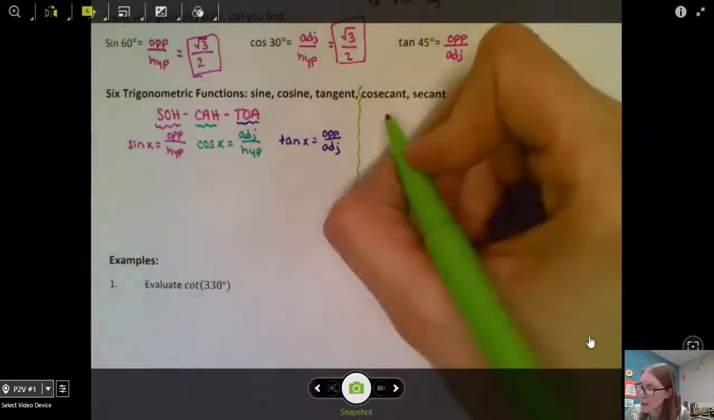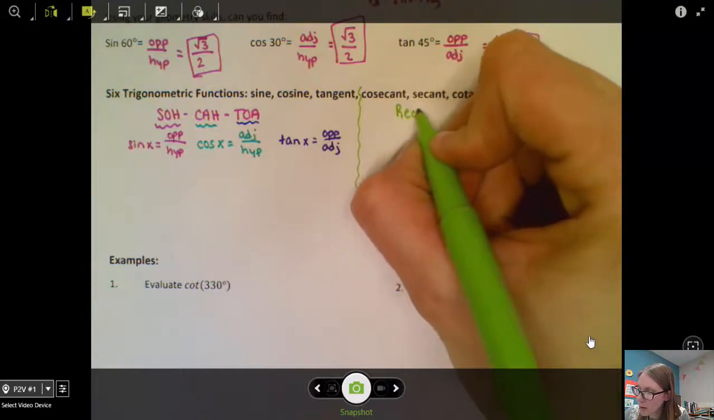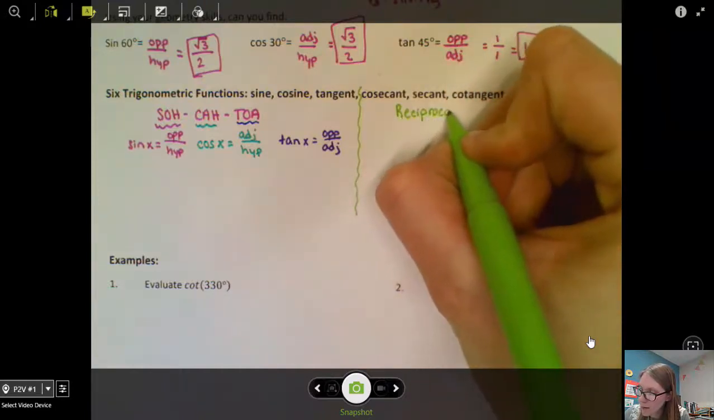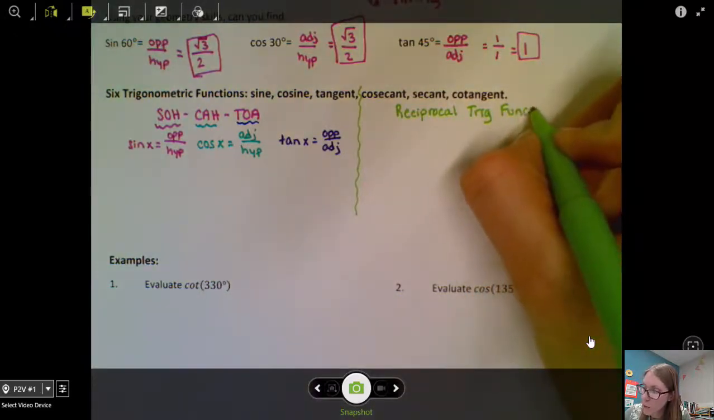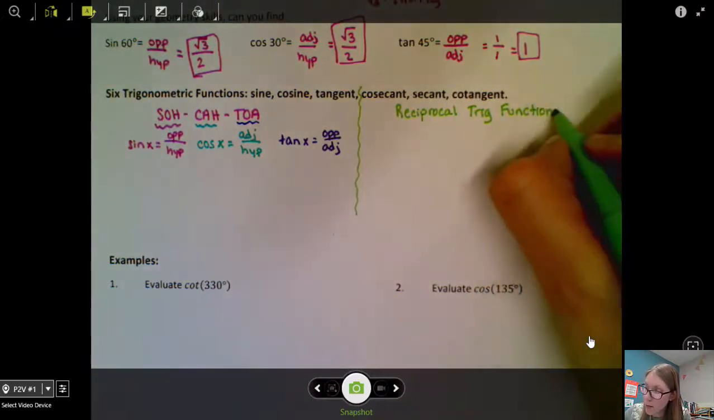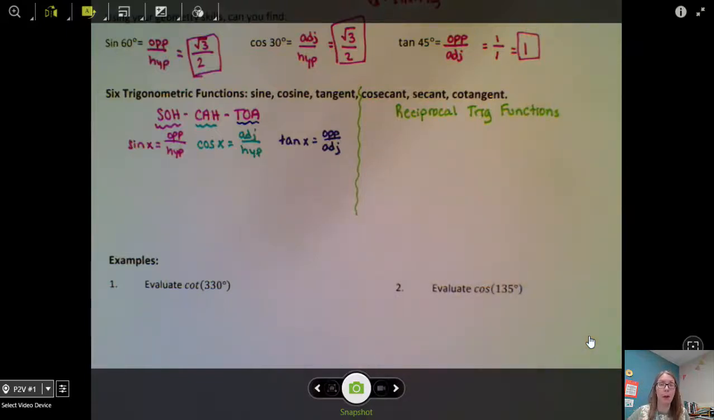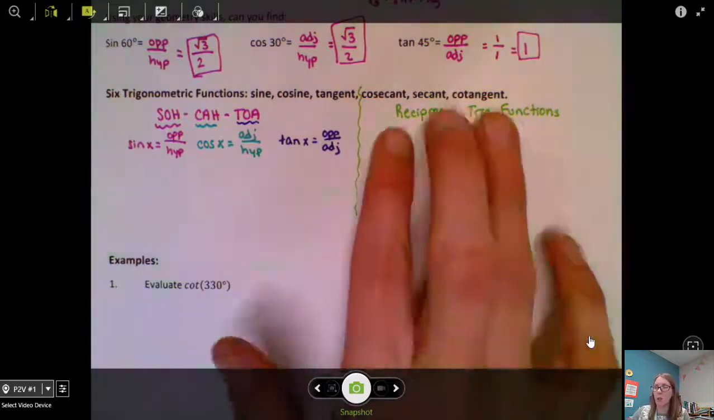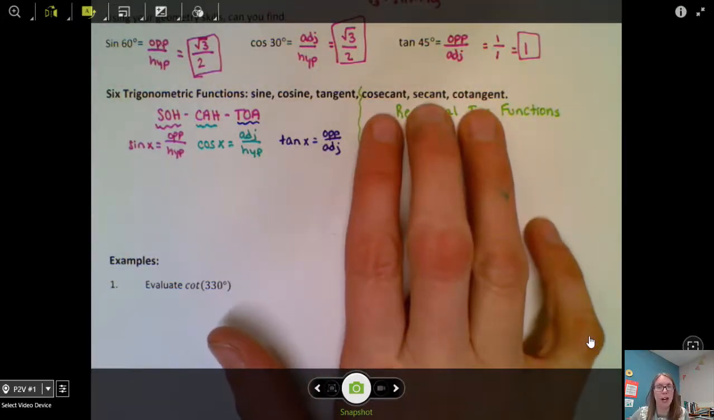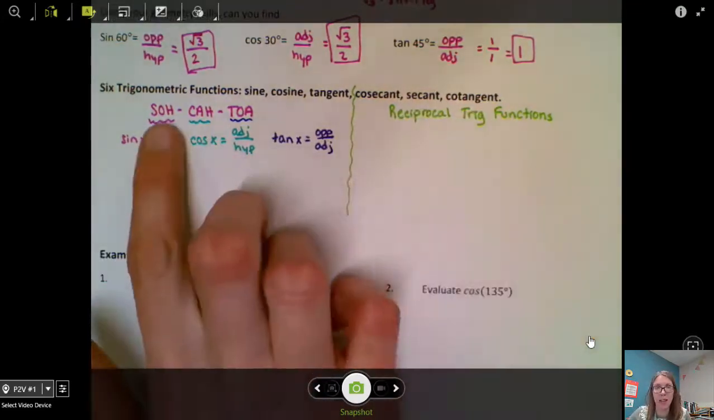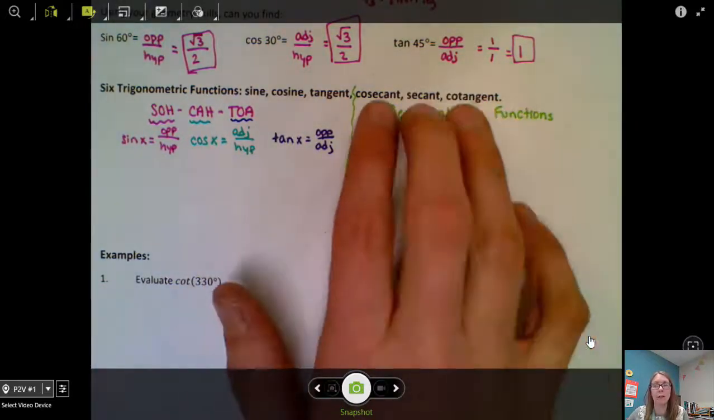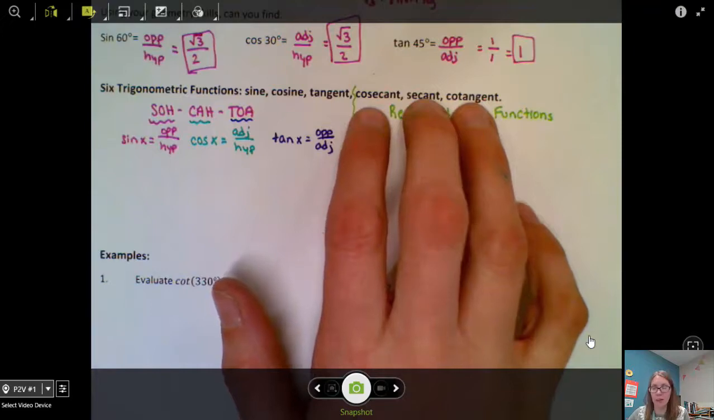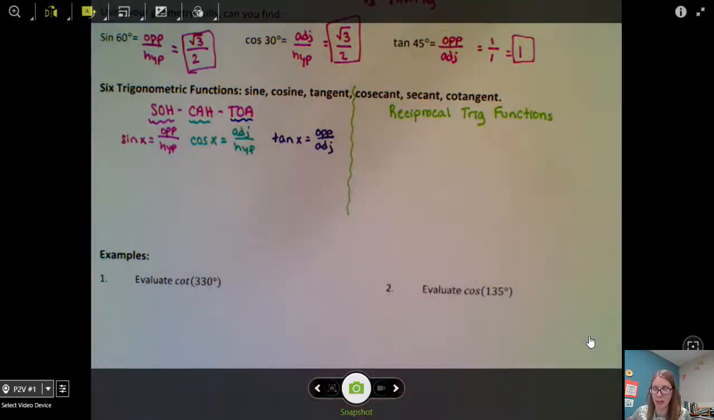These 3 are called the reciprocal trig functions. And if you think of a reciprocal, it means we flip our fraction over. We flip our fraction. So all 3 of these match up with some part of sine, cosine, and tangent. Okay? Each one of these is the reciprocal of either sine, cosine, or tangent.